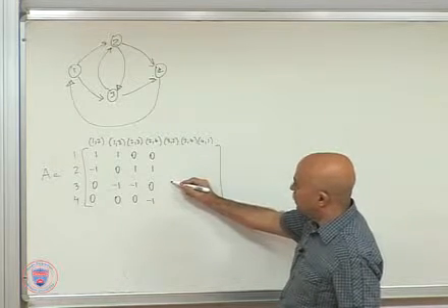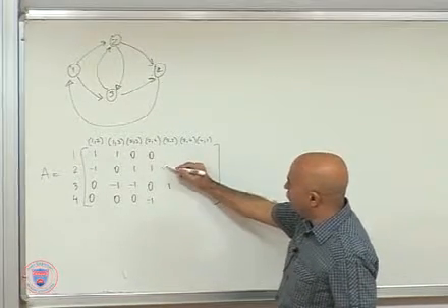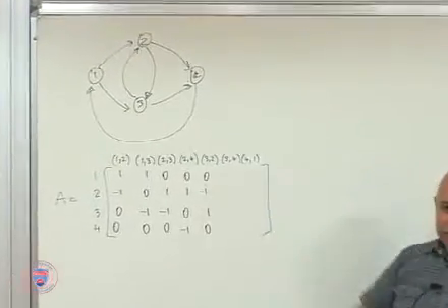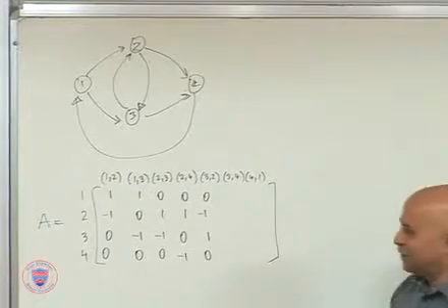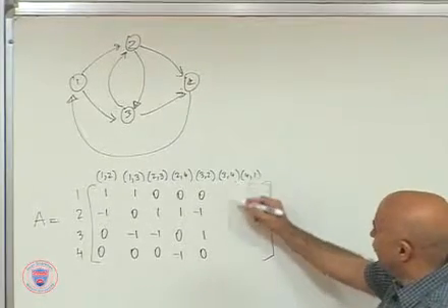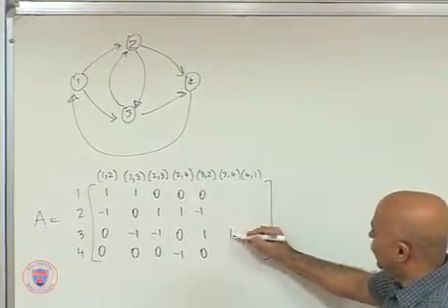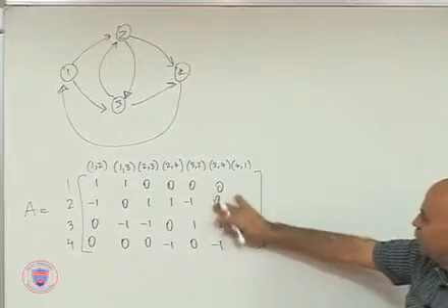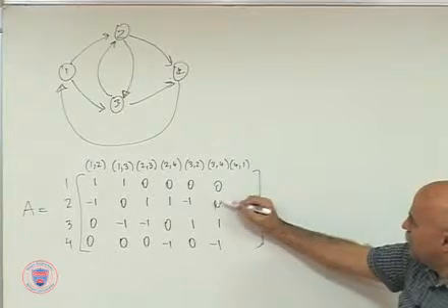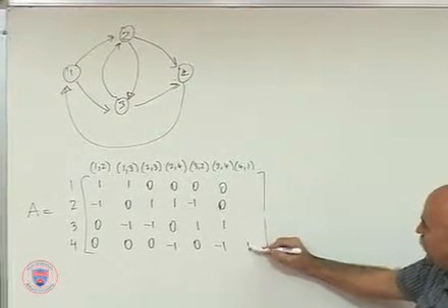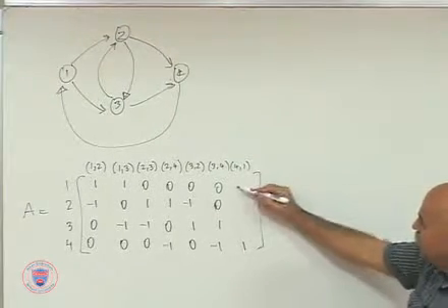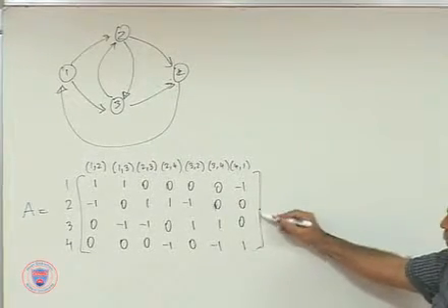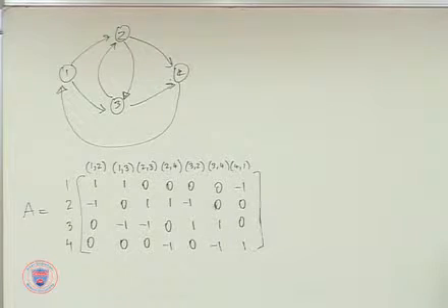This one has +1 here, -1 here. Of course, the plus and the minus will be upside down. That's quite acceptable. And then we have +1 here, -1 here for 3, 4. And for 4, 1, we have +1 for position 4, -1 for position 1. All right, so that's your node arc incidence matrix.